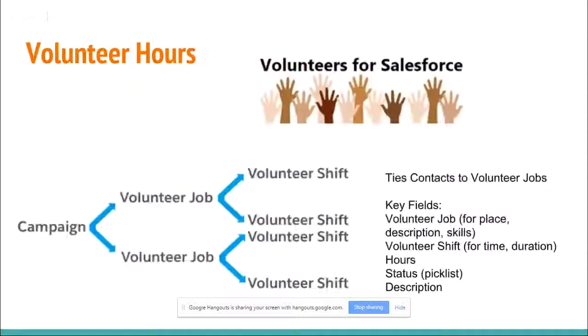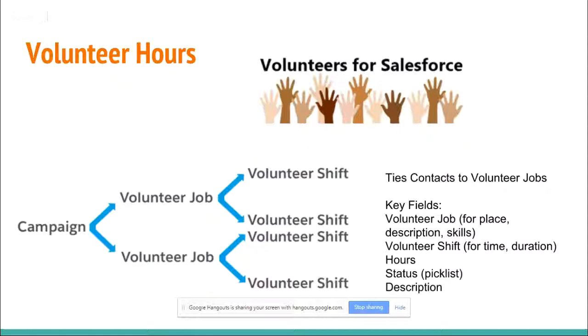We also have an object in the data model that tracks volunteerism called a volunteer hour. A volunteer hour says how long they worked for you, what day they worked for you, and what kind of job they did for you. But because volunteerism programs have a lot of structure, Volunteers for Salesforce gives you that structure out of the box. You get to break your volunteerism into some campaigns. Some people just have one campaign. Some people have one campaign per event. But you can have as many campaigns as you want, and different jobs are attached to it.